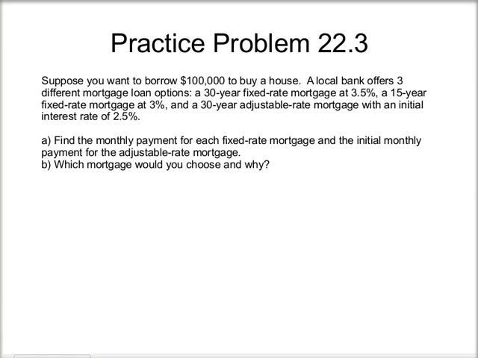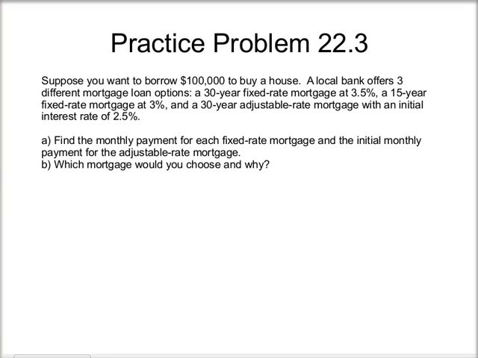This is practice problem 22.3. Suppose you want to borrow $100,000 to buy a house. A local bank offers 3 different mortgage loan options: a 30-year fixed-rate mortgage at 3.5%, a 15-year fixed-rate mortgage at 3%, and a 30-year adjustable-rate mortgage with an initial interest rate of 2.5%.